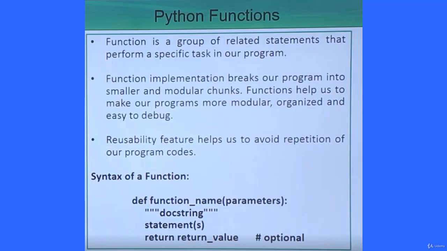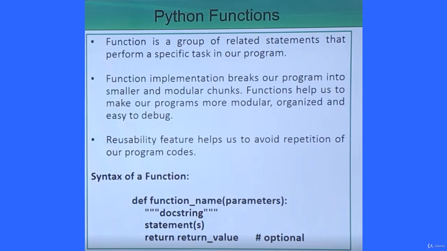Syntax of a function: how to write one function in Python. So def will be written, that is the define keyword. Then there is a function name, and then the list of parameters, which you may or may not pass. Don't forget to give the colon, because that means you are starting the function body, and the function body will be indented.